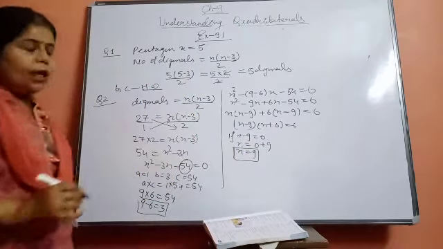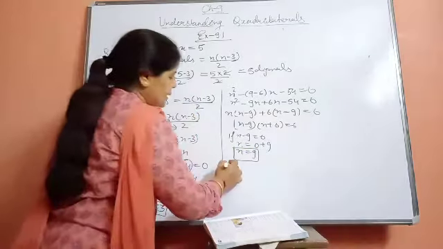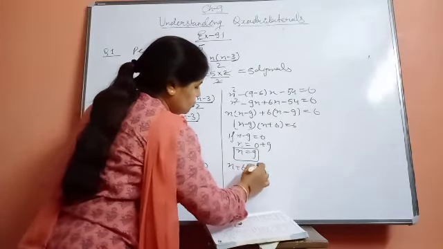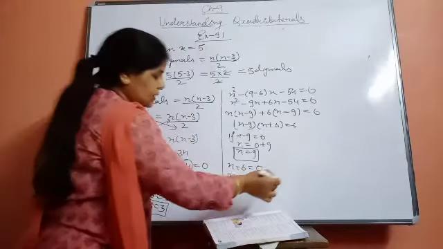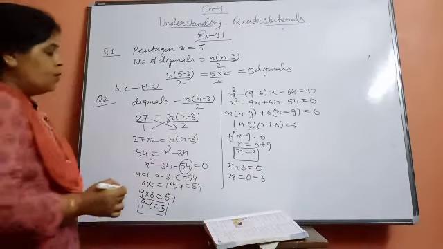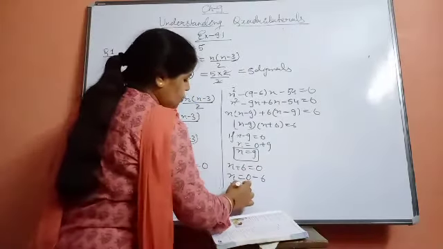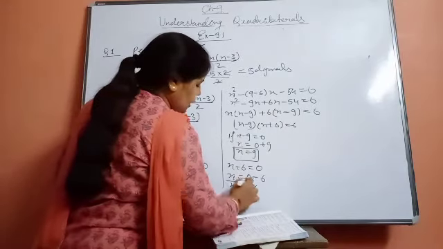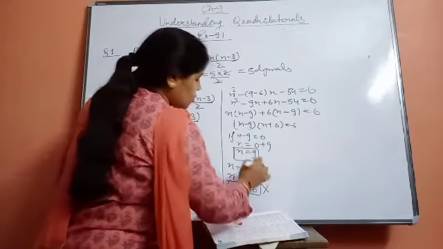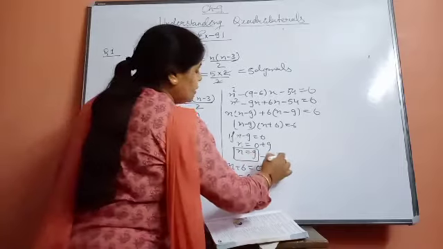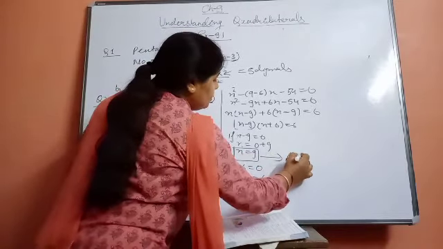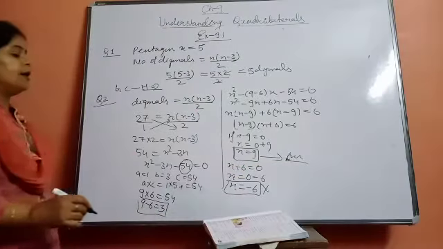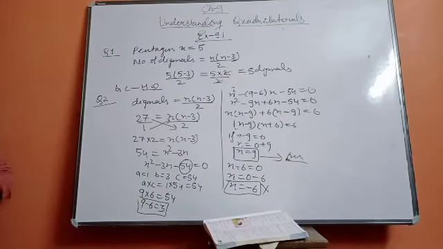Okay. If we take n plus 6 is equal to 0, then n is equal to 0 minus 6. This plus 6 will shift to that side. Okay. So n is equal to minus 6. So it is not possible. So how many diagonals can that polygon have? n is equal to 9 diagonals. So this will be your answer, because the number of diagonals cannot be negative.